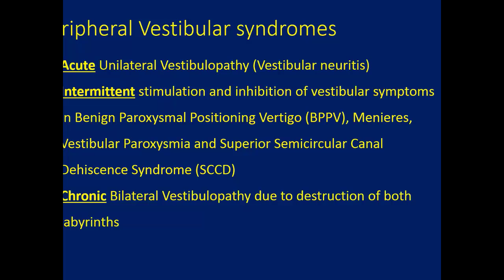So we talk about peripheral vestibular syndrome. There are acute peripheral vestibular syndromes like vestibular neuritis, and intermittent ones like benign paroxysmal positional vertigo, Meniere's, vestibular paroxysmia, superior semicircular canal dehiscence, and chronic ones like bilateral vestibulopathy due to destruction of both labyrinths. So when both inner ears are destroyed, it becomes chronic. Acute ones, all of a sudden, go to accident and emergency. Intermittent ones have attacks, but in between they are sometimes okay.